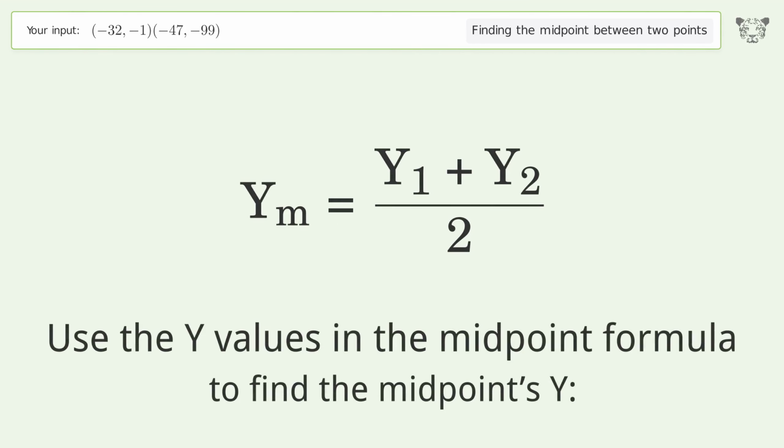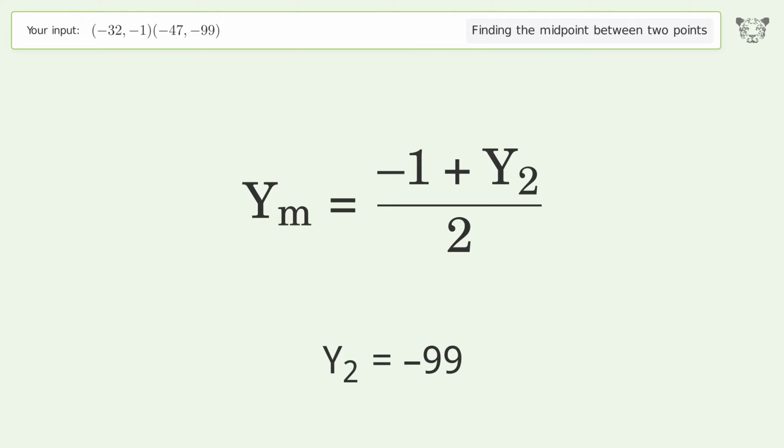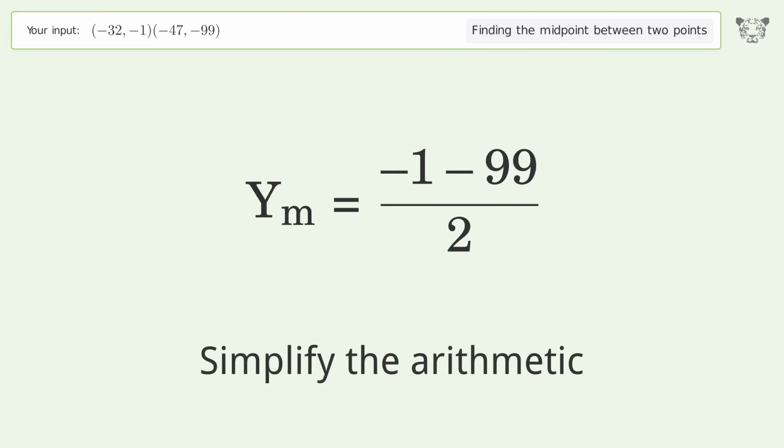Use the y values in the midpoint formula to find the midpoint's y. y1 equals -1. y2 equals -99. Simplify the arithmetic.